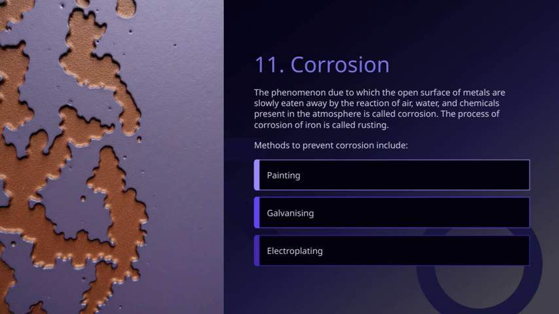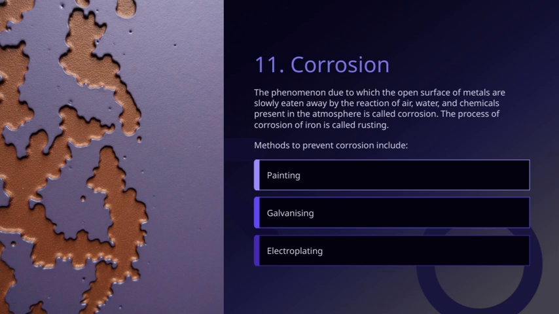Galvanizing, on the other hand, is when we coat iron or steel with a layer of zinc. Zinc acts as a sacrificial metal, meaning it corrodes first, protecting the main metal below. Painting creates a barrier between the metal and the environment, stopping air, water, and chemicals from coming into contact with the metal's surface. So, in summary, these methods are essential in industries and everyday life to extend the lifespan of metal objects and structures.